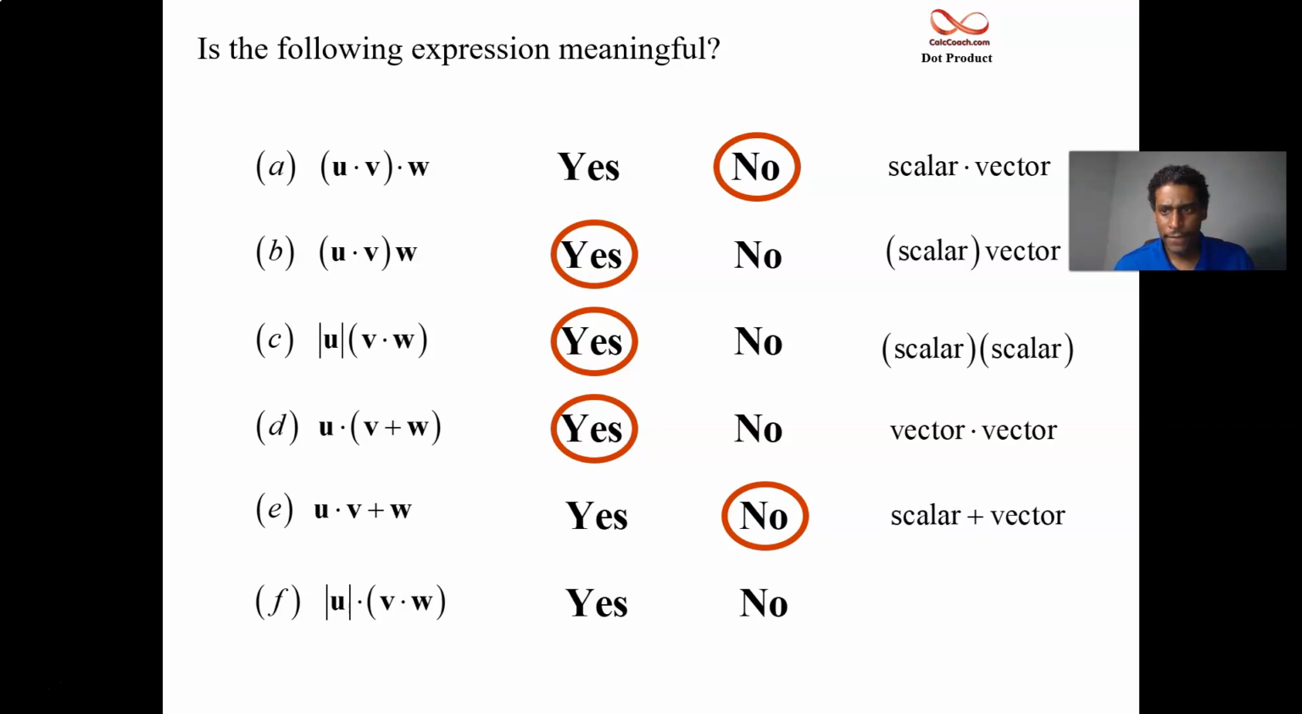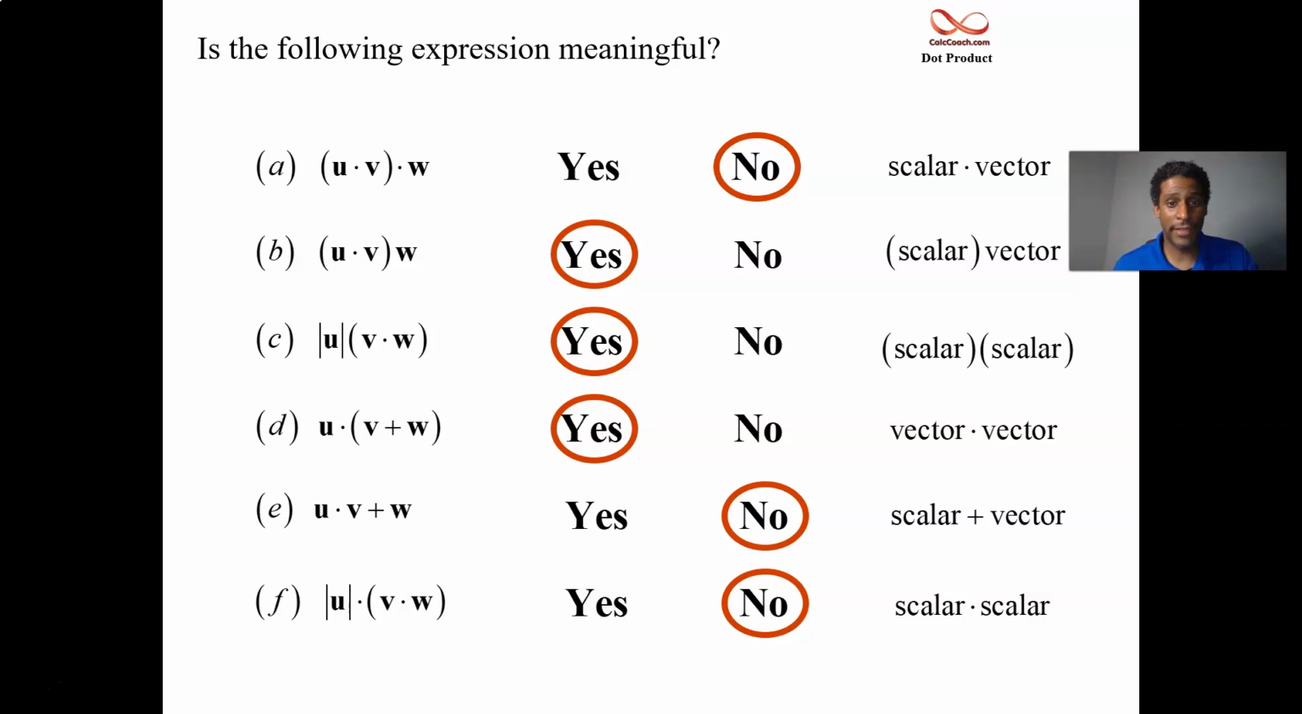Okay. And then lastly, we have a scalar from the magnitude of U, a scalar from the dot product, but then there's a dot in between. Contrast that with letter C, basically. In letter C, there's no dot in between. Those 2 scalars get multiplied. But in letter F, there's a dot in between. You can't take a scalar dot with a scalar. That dot means dot product between 2 vectors. Okay, great.